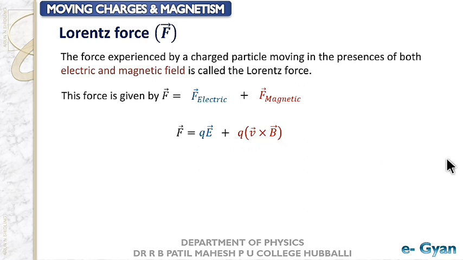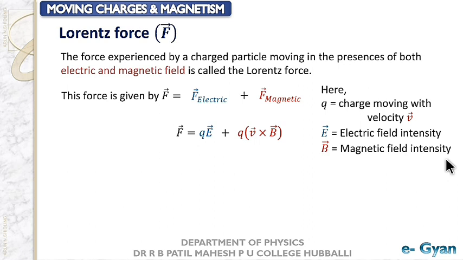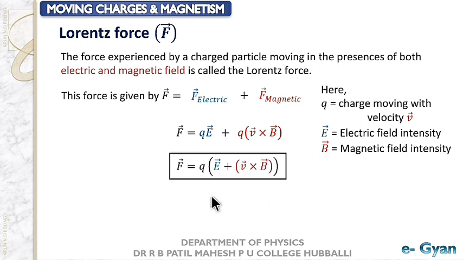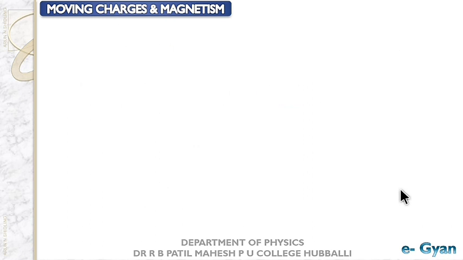Now since the charge is the same, which is experiencing both the fields, I can take it common, and I shall write it as F equals Q into E plus V cross B. So this formula gives us the value of Lorentz force. So this is the Lorentz force equation.